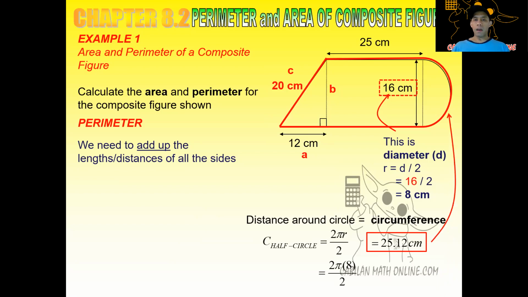Now, just to double check here, if you're looking at the red outline, the only missing measurement that we have now is just the bottom part of the rectangle here, which is 25 centimeters.